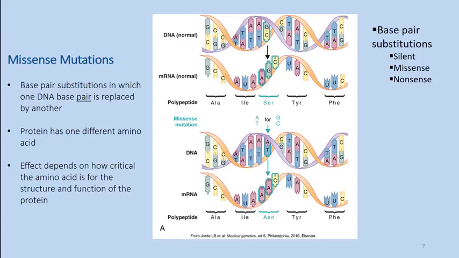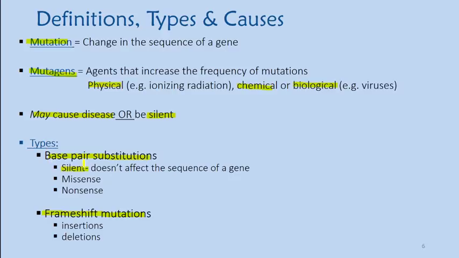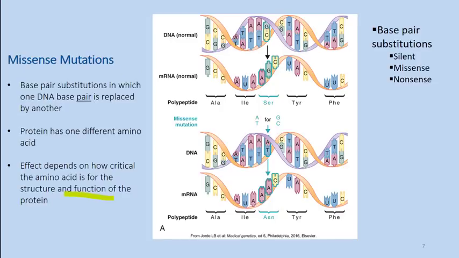So let's talk about, just actually go back here for a moment. For base pair substitutions, we're going to talk about missense and nonsense. Base pair substitutions exist as really three basic types, but two we're going to focus on here, and those are, as I said, missense and nonsense.